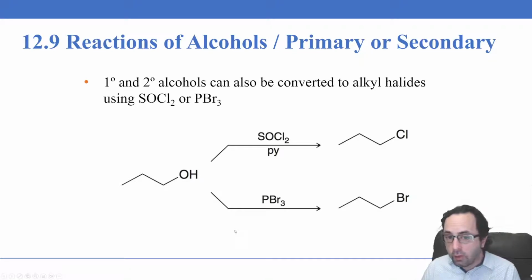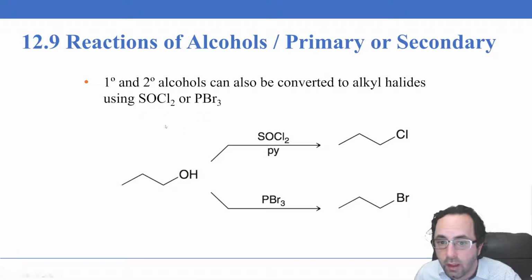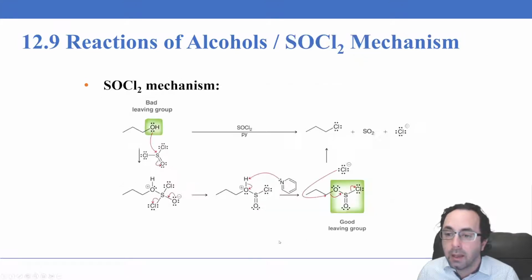Now, an alternative to this, kind of a new alternative, with new reagents. If you have primary or secondary alcohols, you can convert these to alkyl halides. If you want to make a chloride, you use SOCl2 with pyridine solvent. If you want to make a bromide, you can use PBr3. So these are alternatives to the other reactions. And here's a mechanism for you.